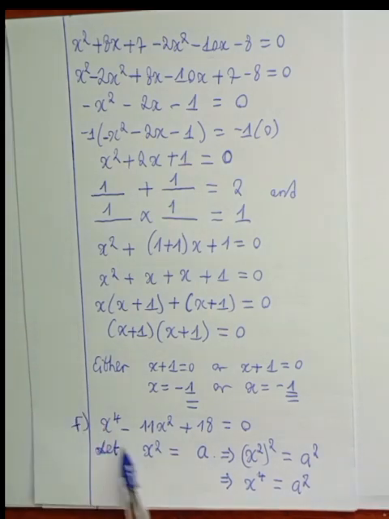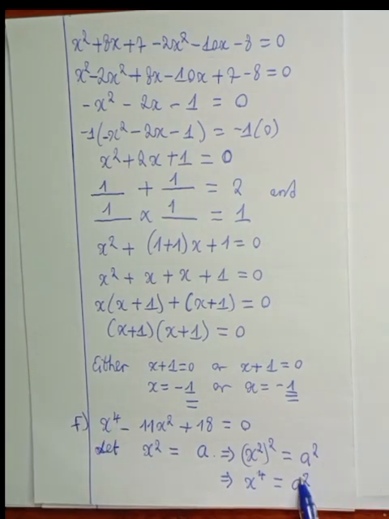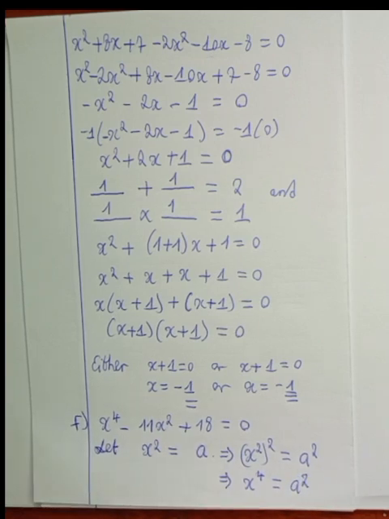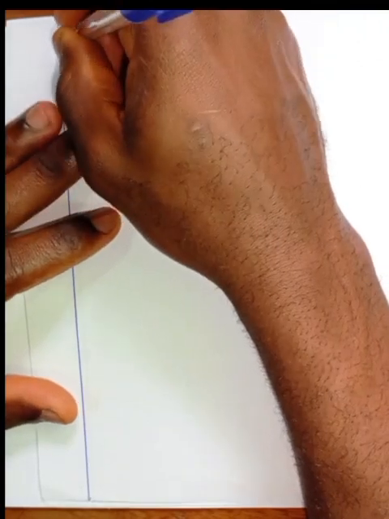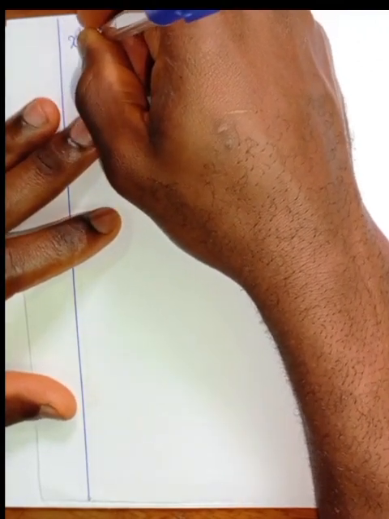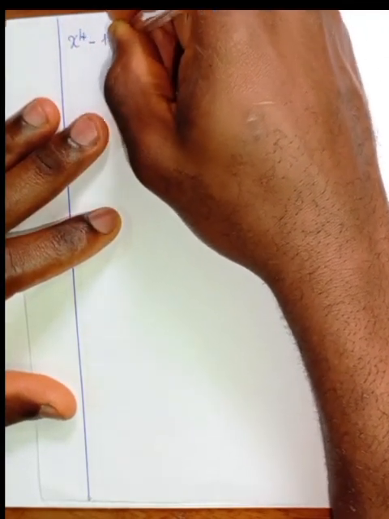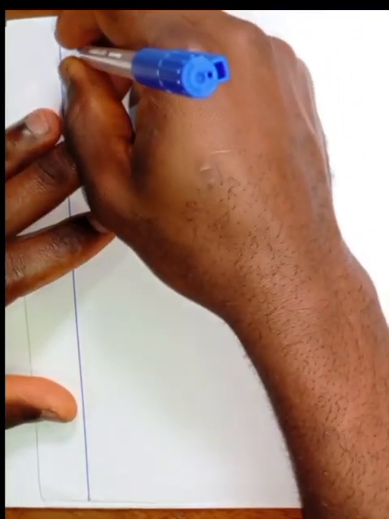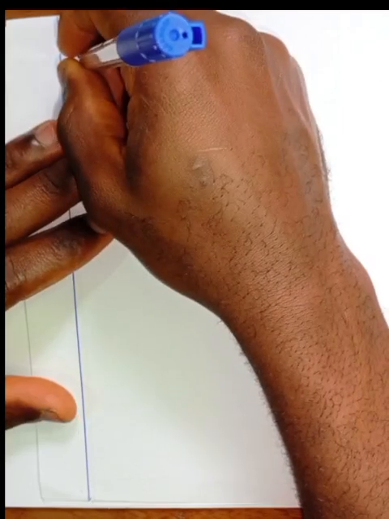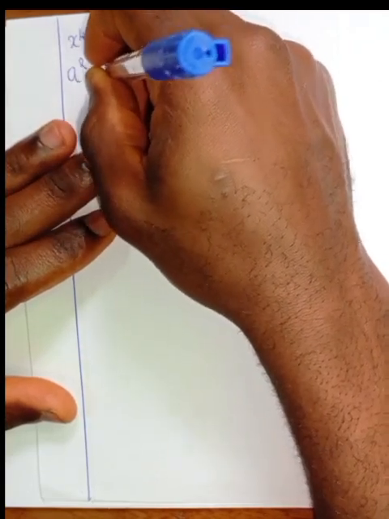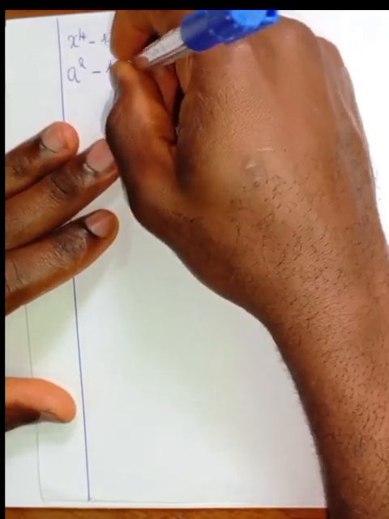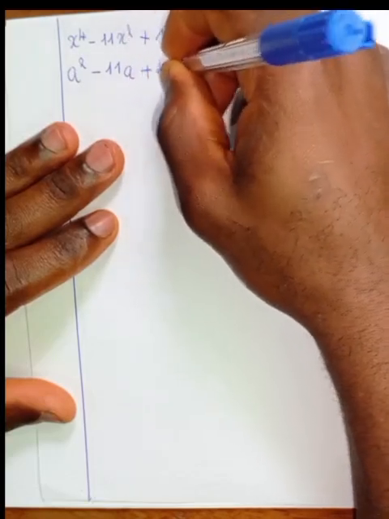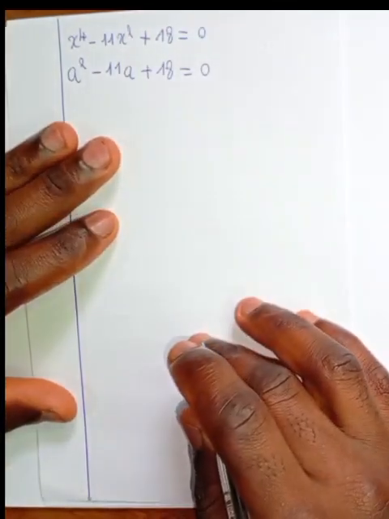Next, we are going to replace x to the power 4 with e squared and x squared with e in this our equation that we solve for e. Writing down the equation, we have x to the power 4 minus 11x squared plus 18 is equal to 0. We know x to the power 4 is e squared, minus 11. We know x squared is simply e, plus 18 is equal to 0.